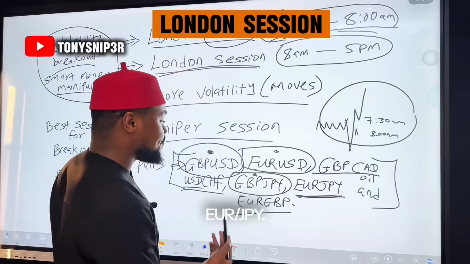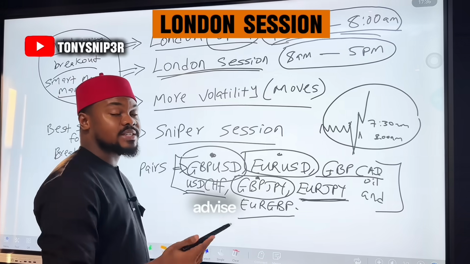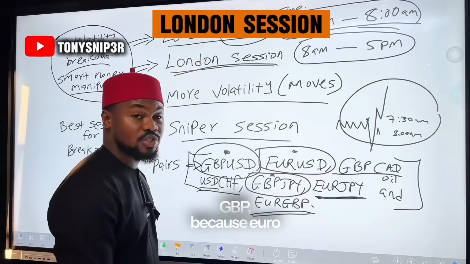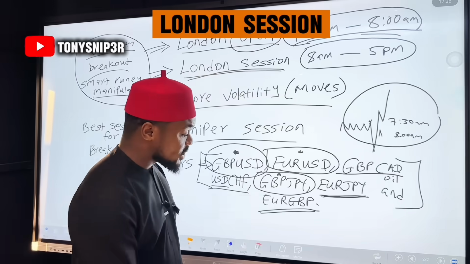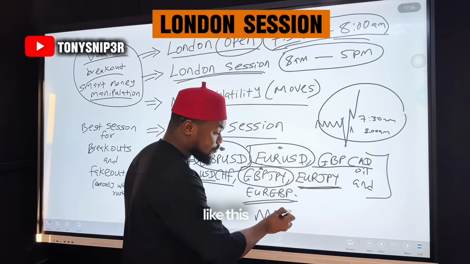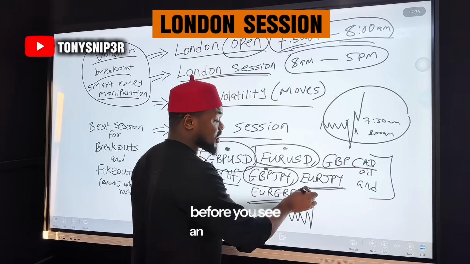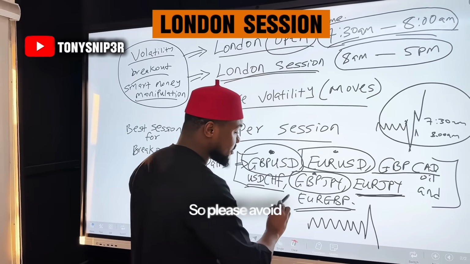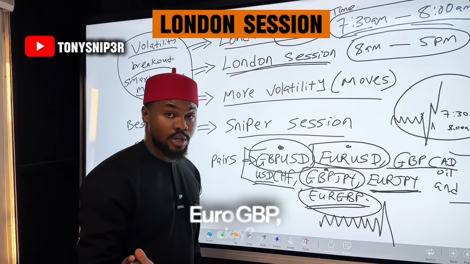Now, I would never advise any of my students, online or physical, to trade Euro GBP because Euro GBP is usually very, very slow. This market could be moving like this for 1 month before you see an explosive move to the downside or an explosive move to the upside. So please avoid this pair, Euro GBP, okay?